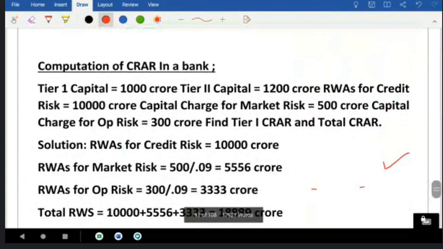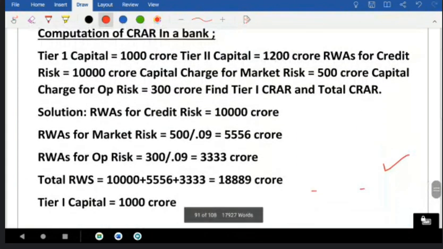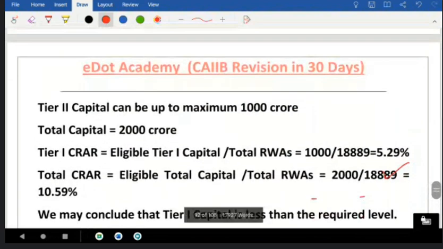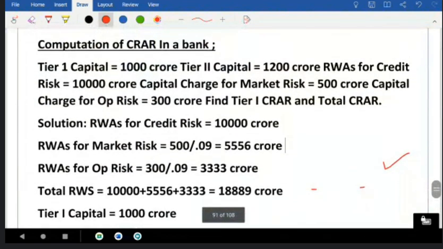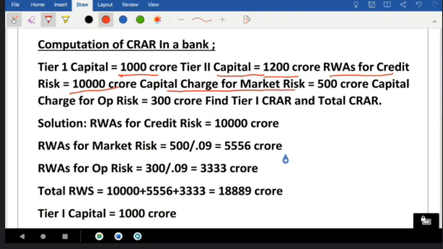Now, the last question I will take here is how to calculate CRAR. Okay, this is the last question we are doing here. Tier 1 capital 1000 crore, Tier 2 capital 1200 crore, RWA for credit risk 10,000, capital charge for market risk given. Instead of giving RWA, they are giving the capital charge, but you have to convert it into RWA. So to get RWA, capital charge is divided by 0.09, because of the CRAR rate.